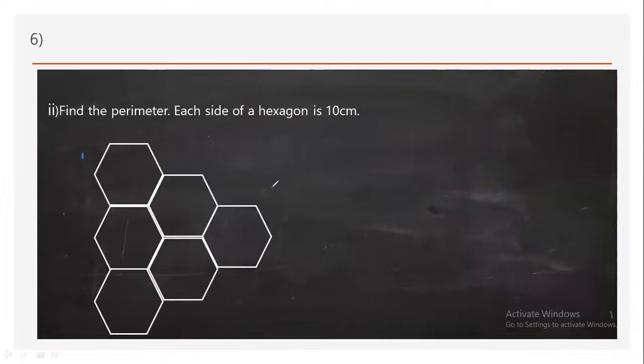Find the perimeter of a hexagon with each side 10 centimeter. This is 10 centimeter. 1, 2, 3, 4, 5, 6, 7, 8, 9, 10, 11, 12, 13, 14, 15, 16, 18. 18 into 10 centimeter. Perimeter equals 180 centimeter.